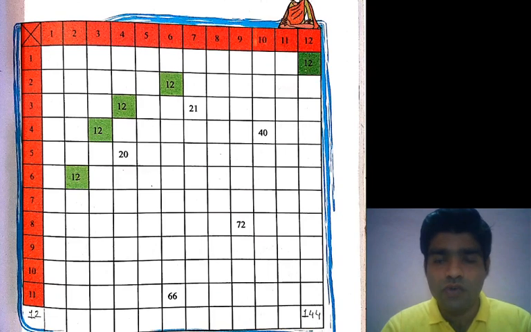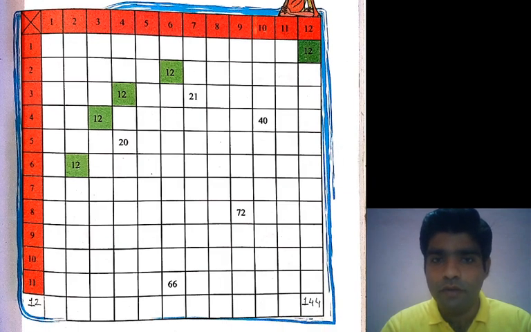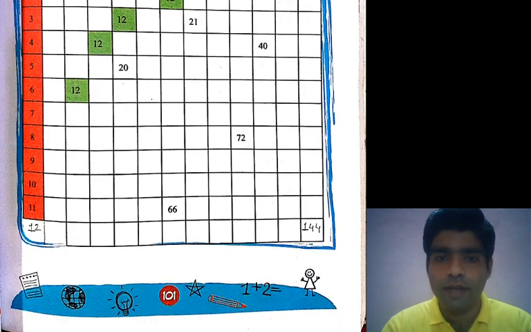This is our very simple multiplication table. Okay, so all the students, please complete your multiplication table. The tables start from 1 to 12. Please complete your work properly.